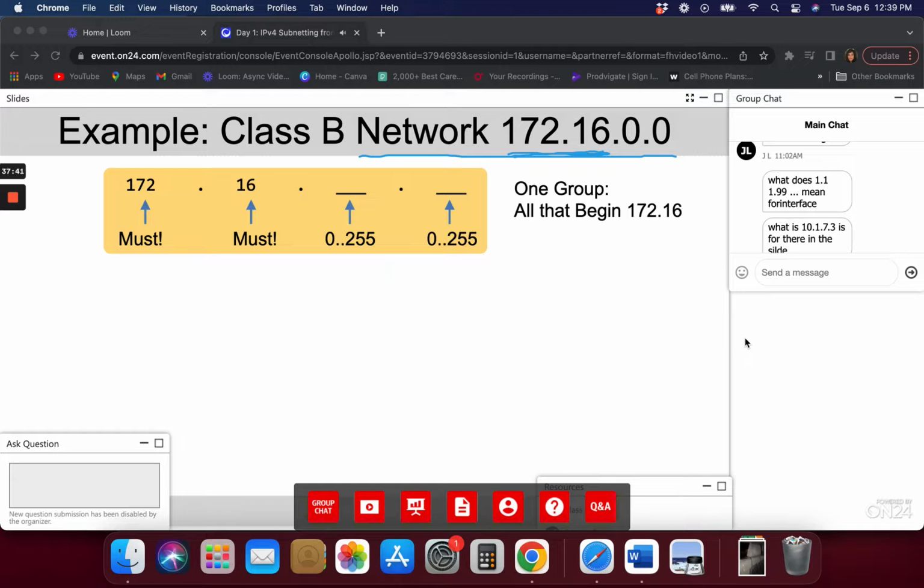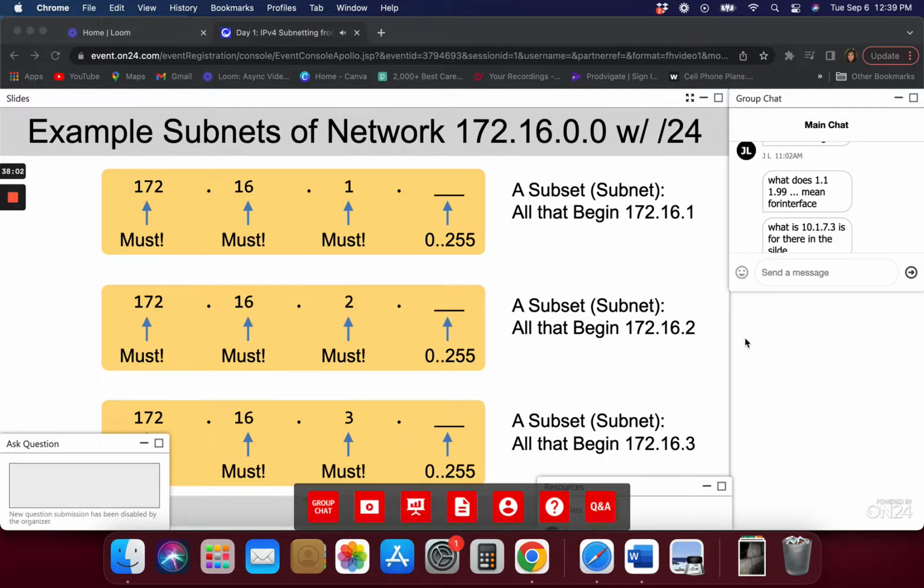So Class B networks in general are networks that are defined as all the addresses with the same value in the first 2 octets. And you take that network, that's like your loaf of bread, and then you subdivide it. The unsubnetted network is represented on this slide, whereas the subnets I've represented on the next slide.